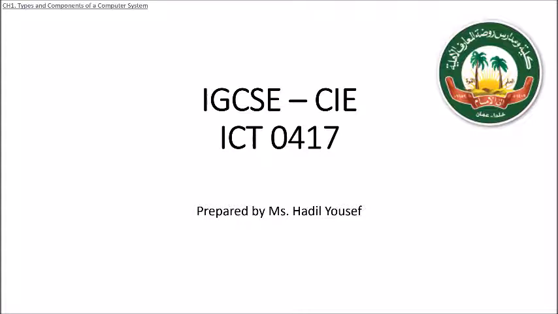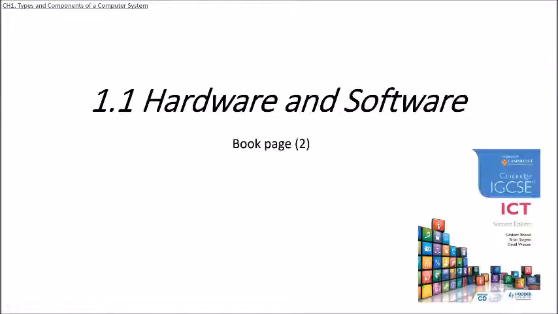Today we are talking about the first lesson in chapter 1, Types and Components of Computer System. Our lesson is to differentiate between hardware and software. You can find it in your book at page 2.